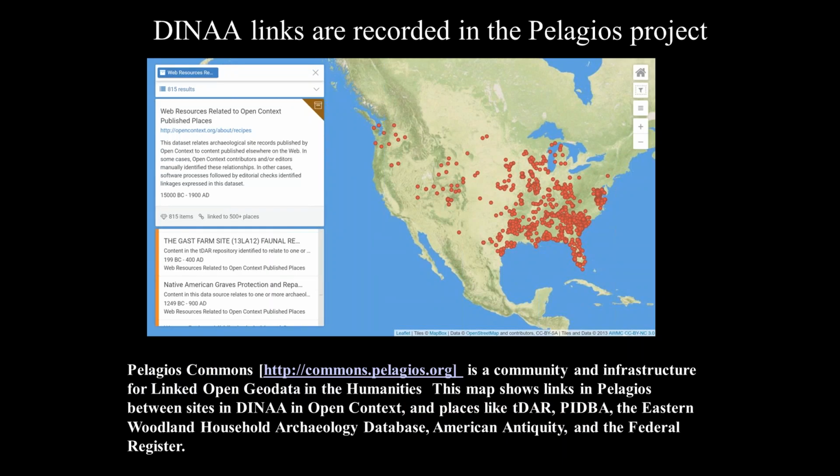DINA information are also recorded by the Pelagios Project, a community and infrastructure for linked open geodata in the humanities. Pelagios links historical materials through their common reference to particular places. What this example illustrates is that making non-sensitive data openly available with no login and no intellectual property strings means it can be easily accessed and used by many people. DINA is being used because it employs open standards that other systems and their operators can understand. Pelagios particularly harvests data from Open Context where DINA is housed, and DINA has become one of its largest data contributors.